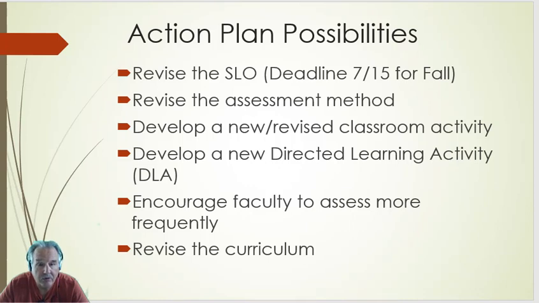Other things that you can do, of course, are revising assessment methods, make things more consistently assessed, develop a new or revised classroom activity for faculty to use, develop a new directed learning activity, a DLA, or just encourage faculty to assess more frequently. That could be an improvement plan. If you're not gathering enough information on a particular course or group of courses, you could develop some sort of procedure for encouraging faculty to assess more often.